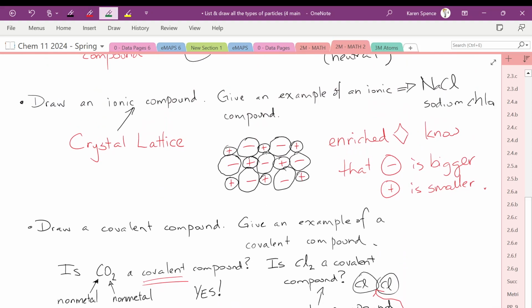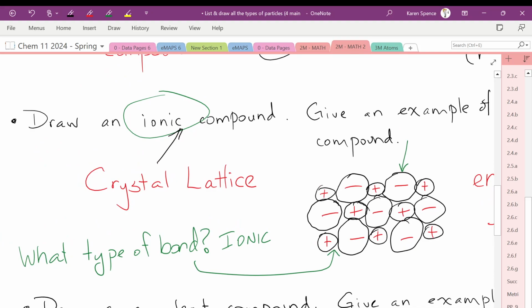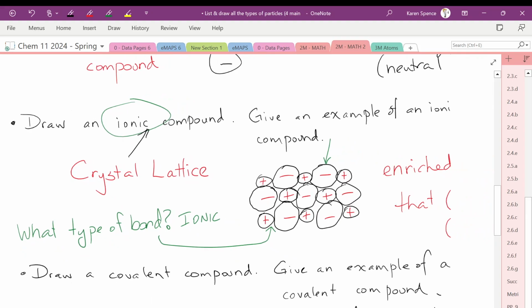All right, back up here to our crystal lattice. What type of bond? Ionic bond, because guess what? It's an ionic compound. Therefore, it is an ionic bond. What type of element is that negative ion? Metals form positive ions, non-metals form negative ions.